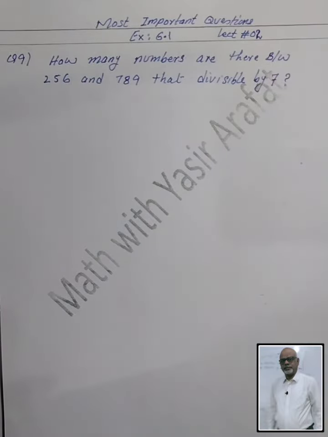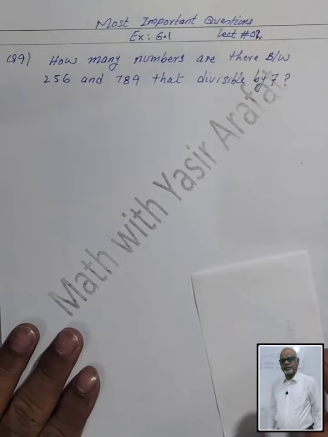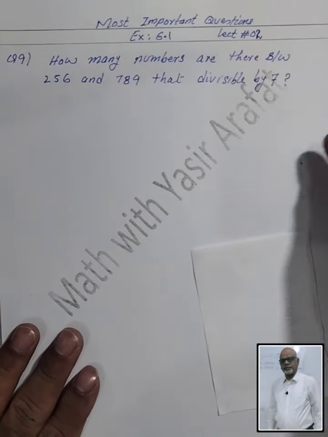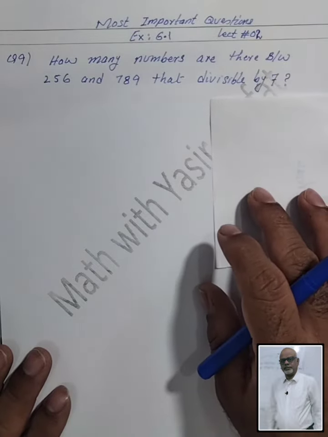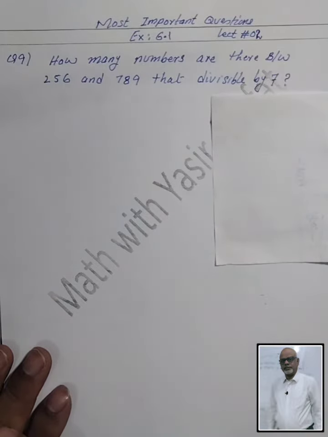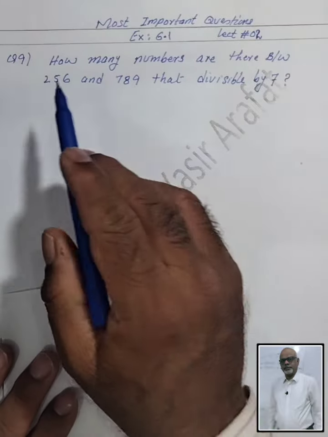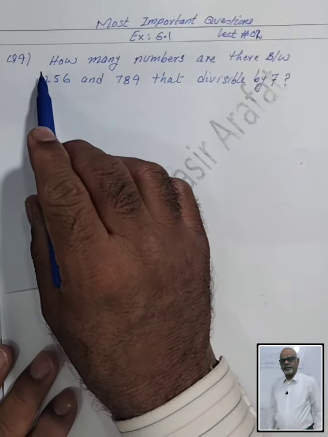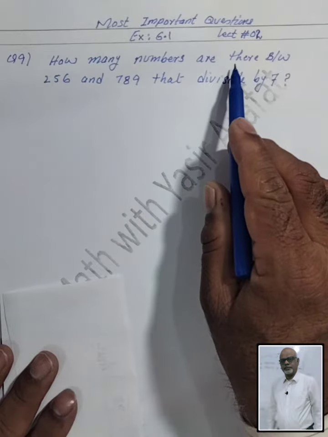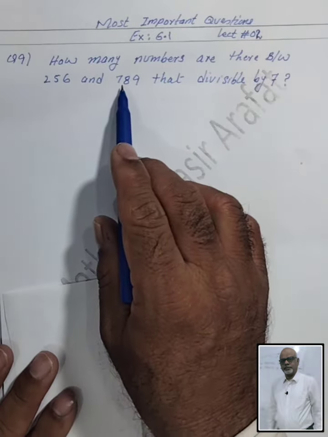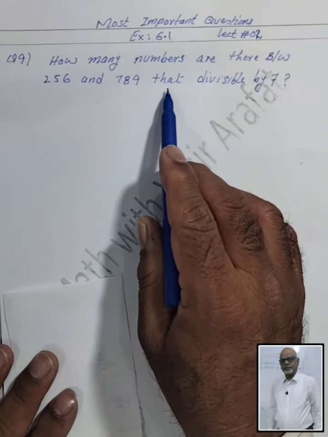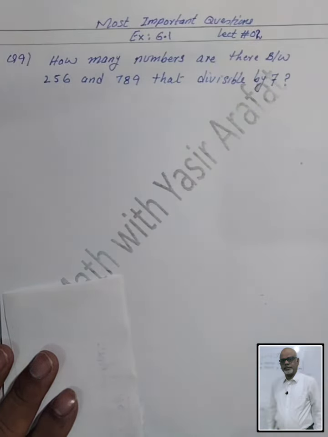We have the second lecture, the most important question on exercise 6.1, sequence and series. The topic is arithmetic progression. So this is the third question which we are going to discuss from exercise 6.1. Question number 9: how many numbers are there between 256 to 789 that are divisible by 7?